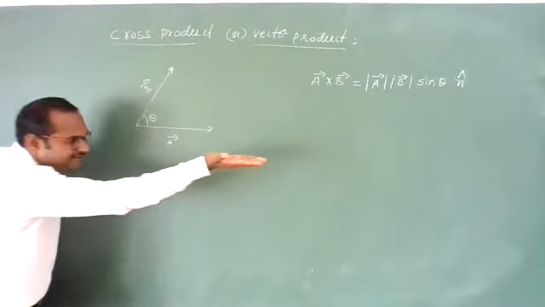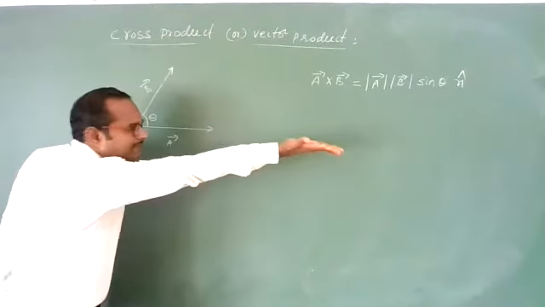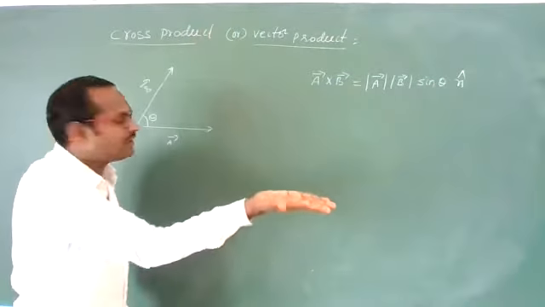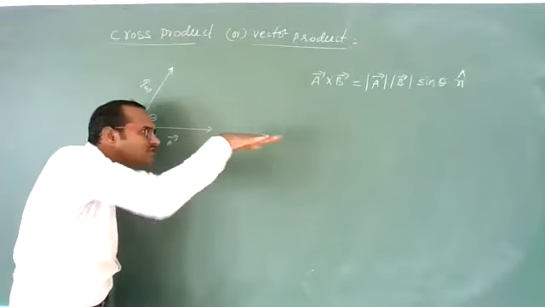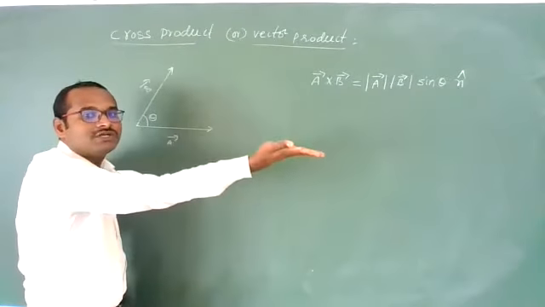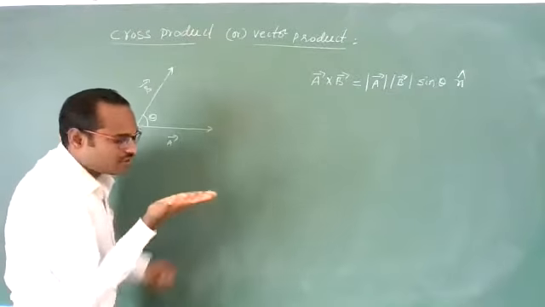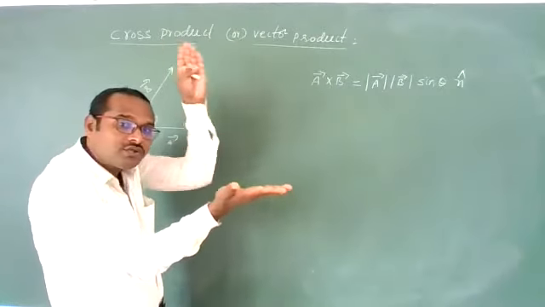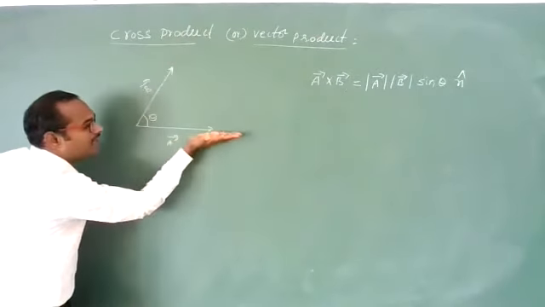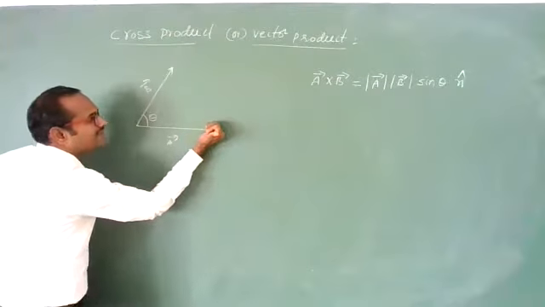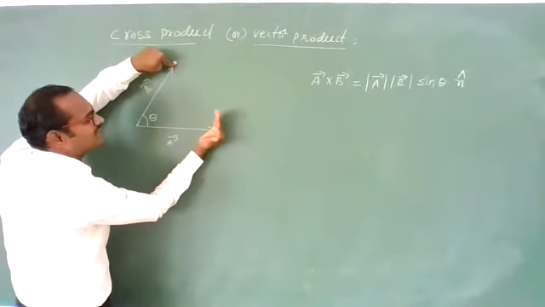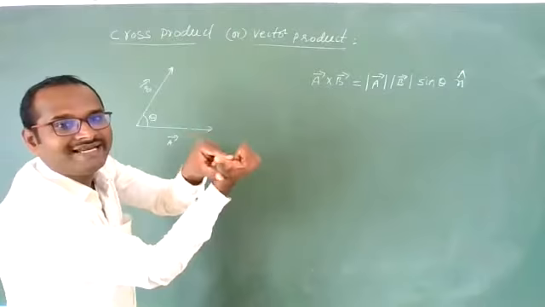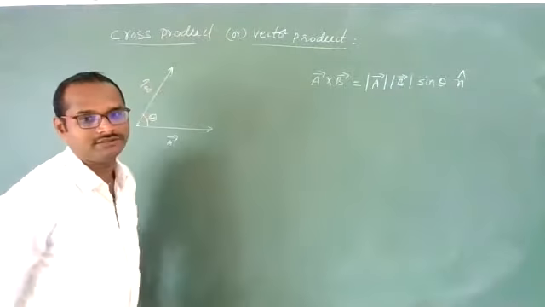So keep your hand in the direction of the first vector. The palm should face towards the second vector. Don't keep it like this; you should keep it like this. Always the fingers should be in the direction of the first vector, and the palm of the hand should be towards the second vector. Now curl your fingers in the direction of the second vector. The stretched thumb gives the direction of this A cross B product. You must remember this.